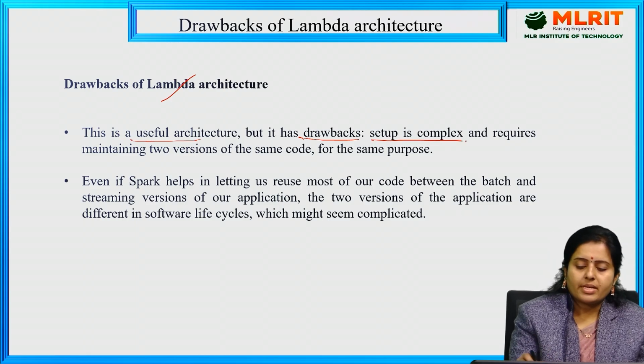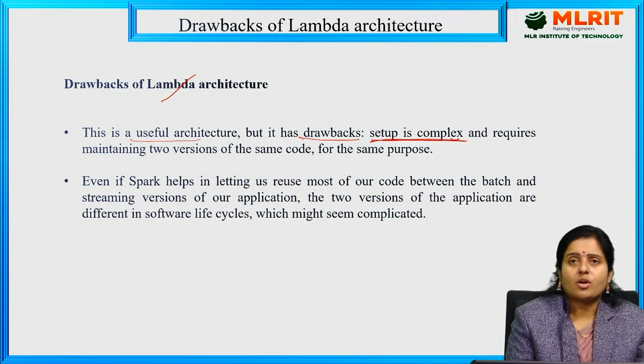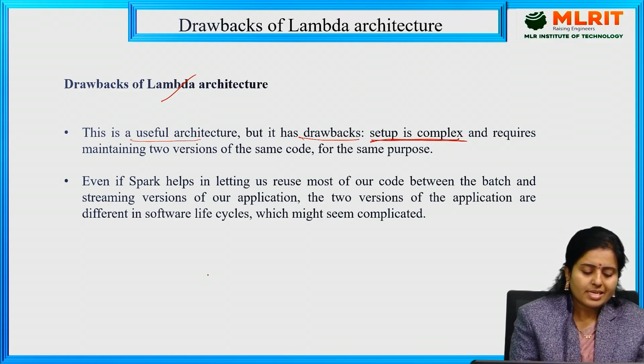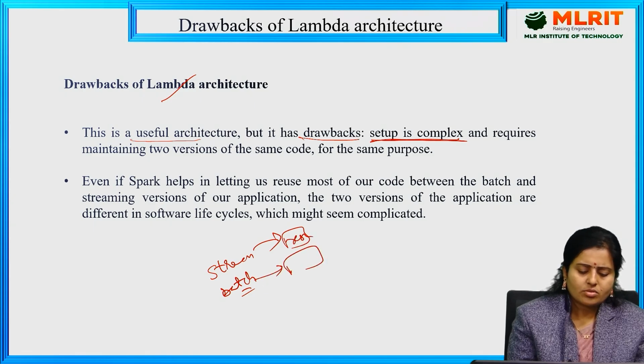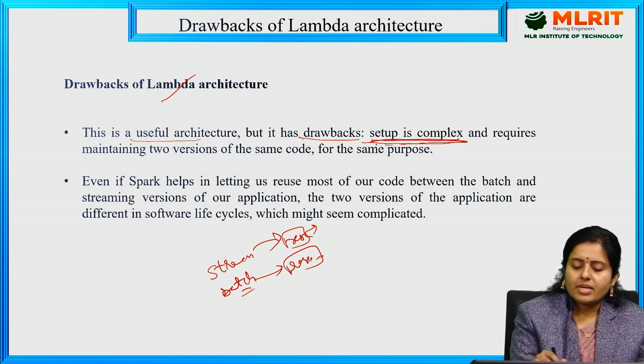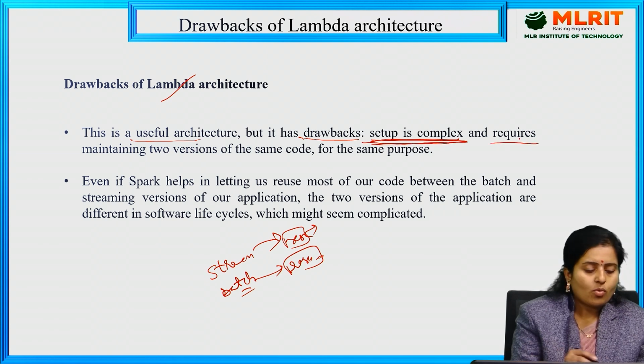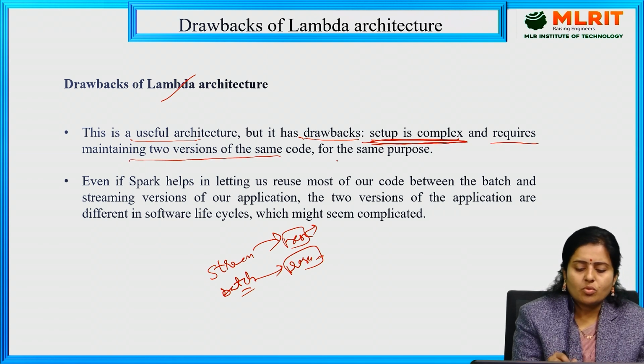Setup is complex. Here, the main drawback is that the setup is complex. Why? Because it has stream as well as batch processing. With stream processing, the resources have to be handled individually, and with batch, the resources have to be handled individually. So that is the reason we call the setup complex; it requires maintaining two versions of the same code for the same purpose.